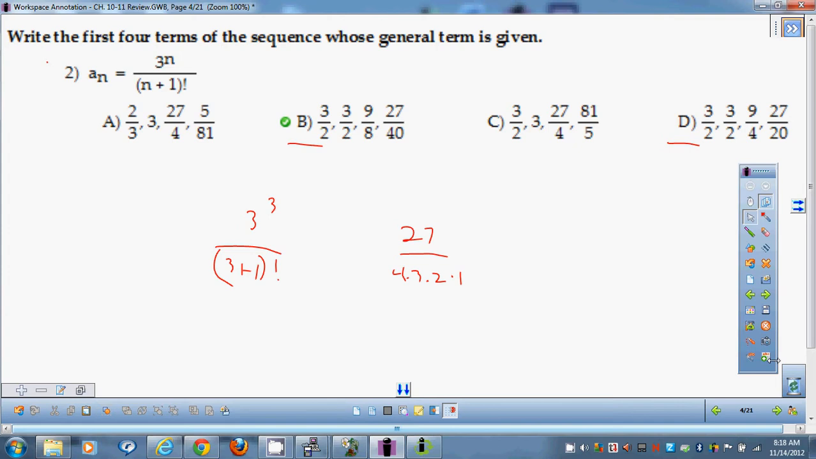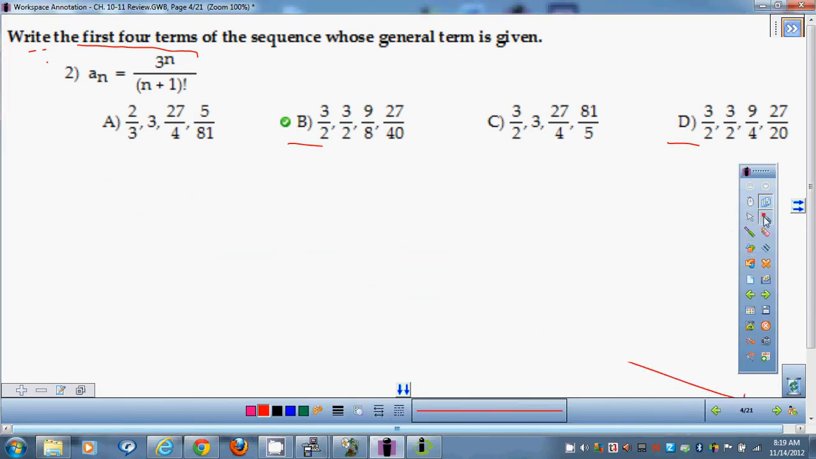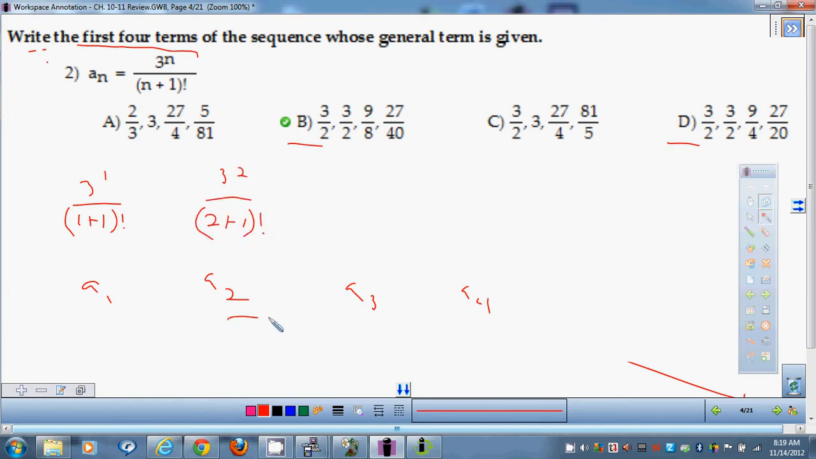What do you mean, what number? Well, that was the 3rd term. They talked me through the first 2. For the first 4, you actually plug in 1, 2, 3, and 4 for M. So that means I'm looking for a sub 1, a sub 2, a sub 3, and a sub 4. So plugging in a sub 1, you get 3 to the first over 1 plus 1 factorial. And then 3 to the second over 2 plus 1 factorial. And you plug in whatever this number is into the equation.